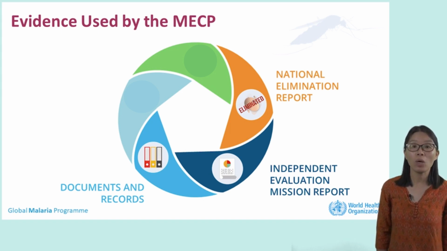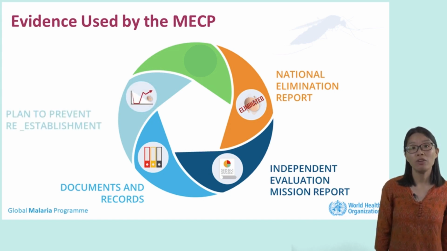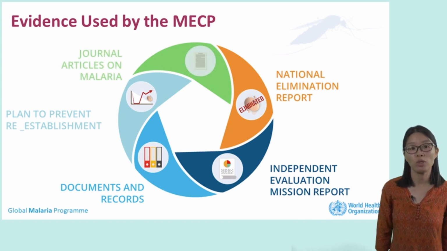The MECP may also review published and unpublished articles and reports about the country's malaria and operational research history. The MECP will review the country's plan to prevent re-establishment. The plan should include a risk stratification map showing where the country is receptive to transmission and has a risk of importation, and the approved budget for implementation.